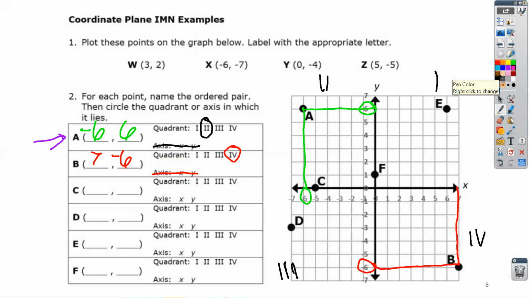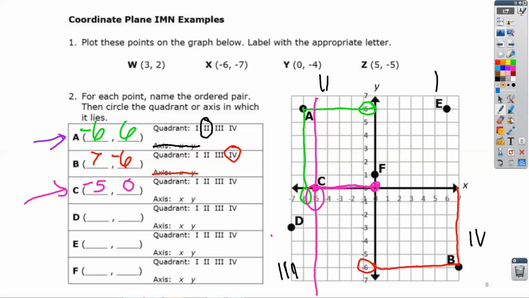Okay, I'm gonna look at C. C is right here, so I'm gonna draw a line over to my x-axis, or it's on 0, I guess you could say. Or my x-axis is over here at -5, excuse me. So it's right here at -5 on my x. But if I draw a line over to my y-axis, it's right here at the origin, which is 0.